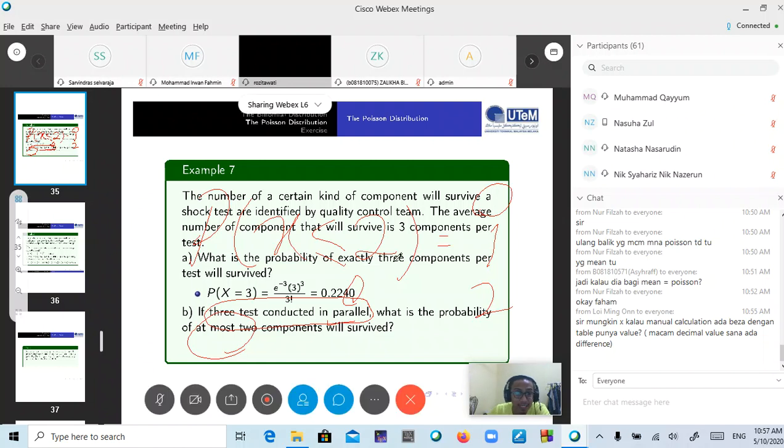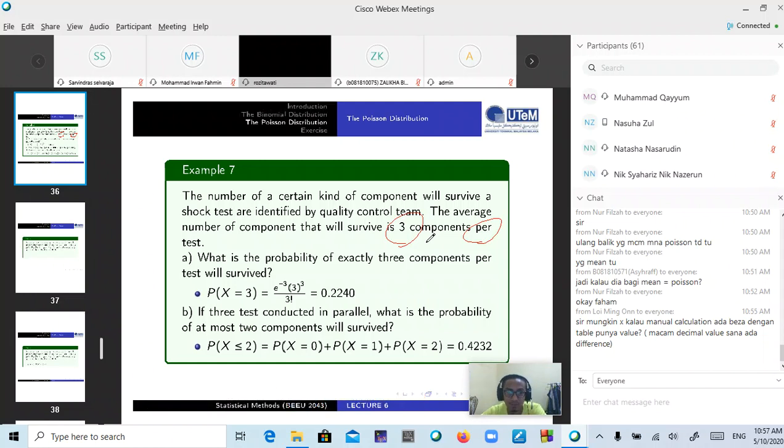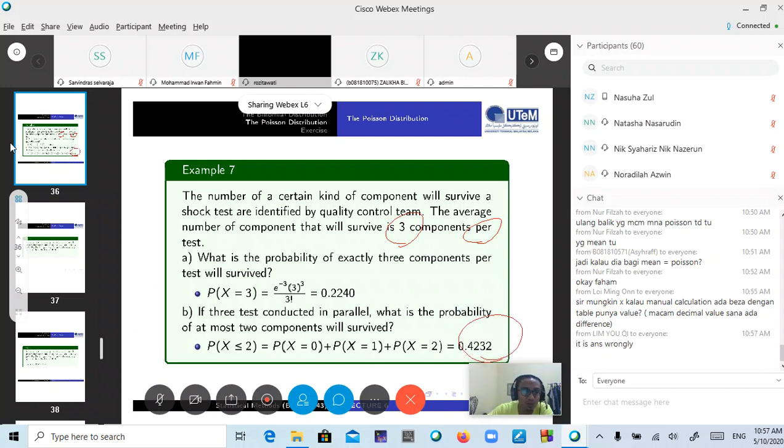Okay. So this one dia nak 3 tests conducted in parallel. So bila dia nak 3 tests in parallel, you punya mu dah akan berubah. Dia bukan lagi 3, sebab 3 adalah per test. Sekarang ni you nak 3 tests, so mu you dah berubah menjadi 9. Bukan lagi 3. Okay? So bila awak cari, awak akan dapat 0.4232. Awak kena tambah lah.